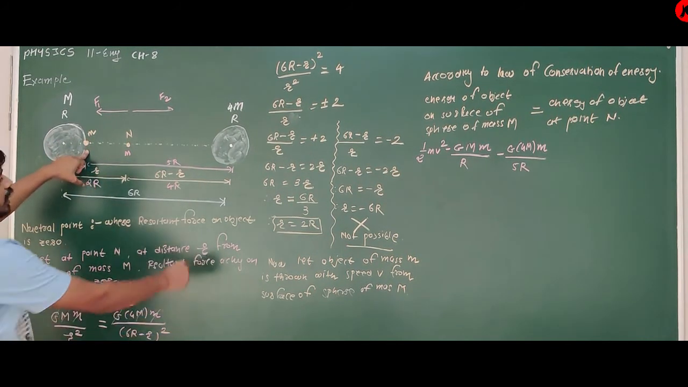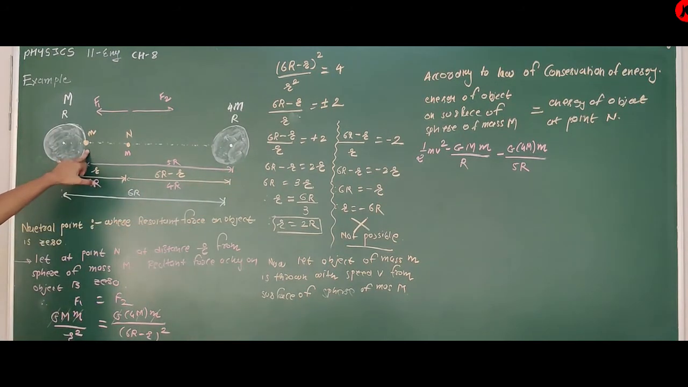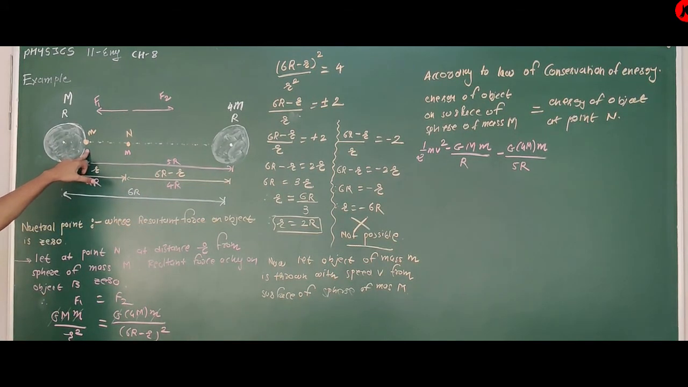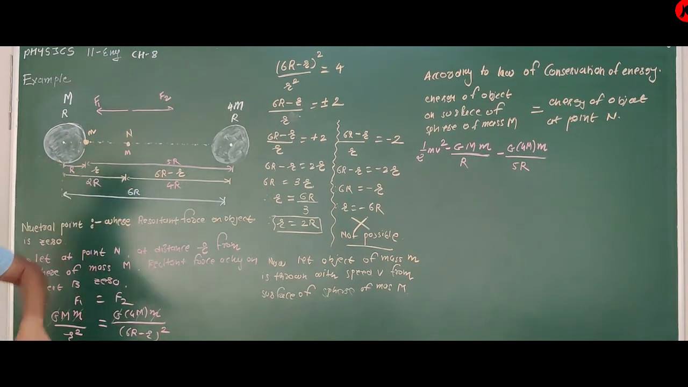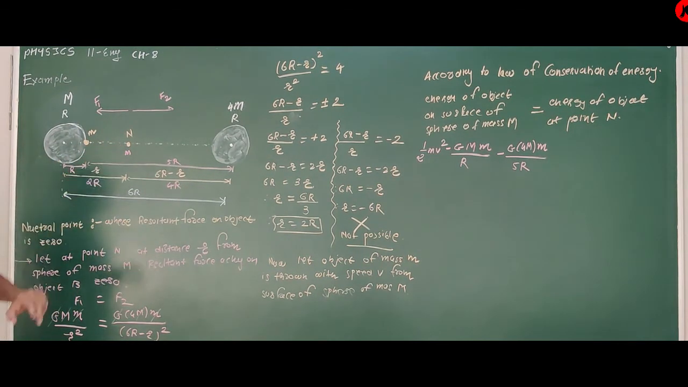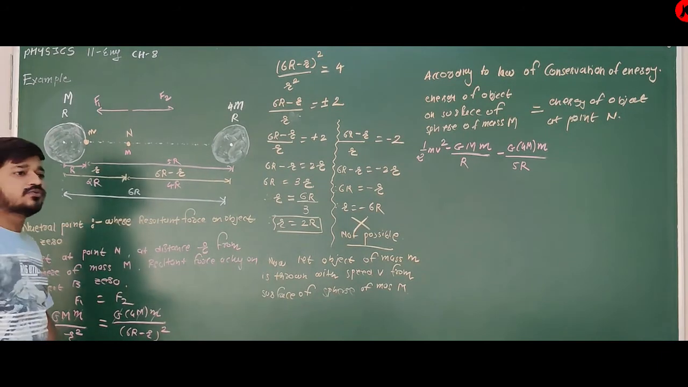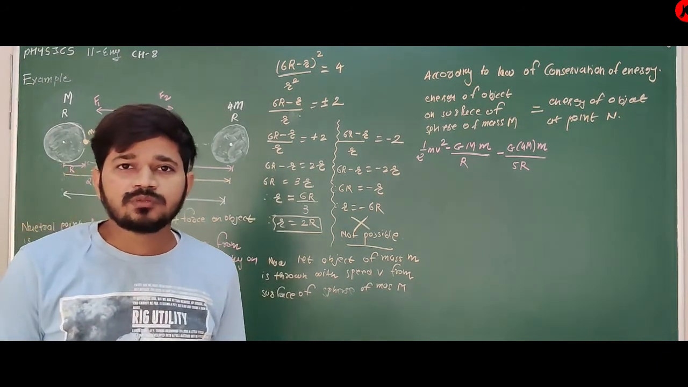potential energy due to this sphere is minus GMm upon r. Potential energy due to the other sphere is minus G 4Mm upon 5r. Now, the energy of the object at point N, the neutral point, where the force will be 0.